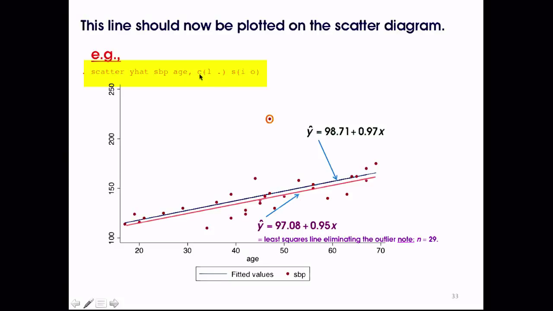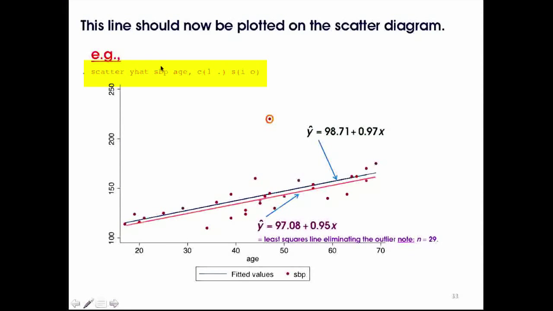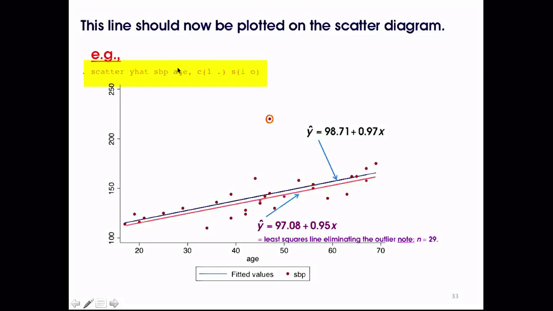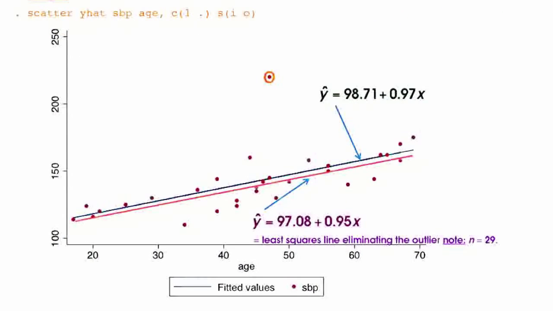So connected is what C stands for, and what the plotting symbol would be. So the first graph is y hat versus age, the predicted values versus age. And I'm telling it to make the plotting symbol invisible, that's what the i means, and to connect the points with a straight line. That's a lowercase l.